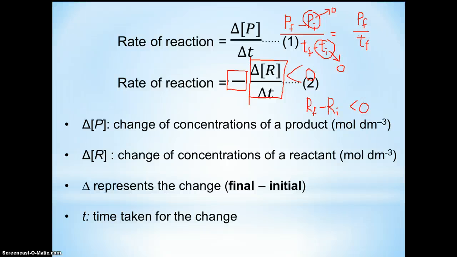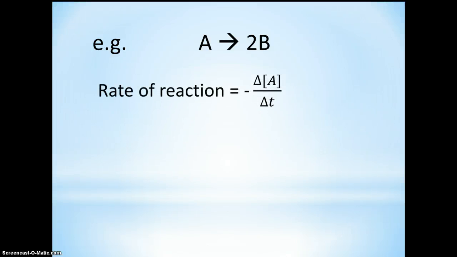So when we really get into a chemical reaction, let's take one example like this. A will decompose and become 2B. That means if we are writing the rate of this reaction, we can represent it like this: the change of the reactant, this time A is the reactant, over the change of time, and multiply by a negative sign in front of it.